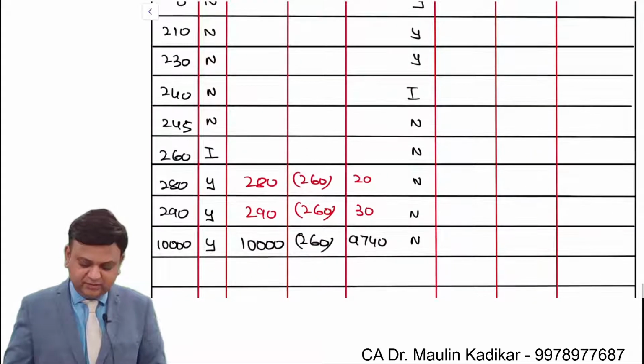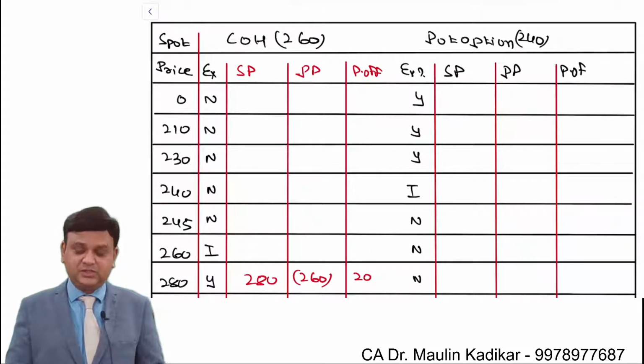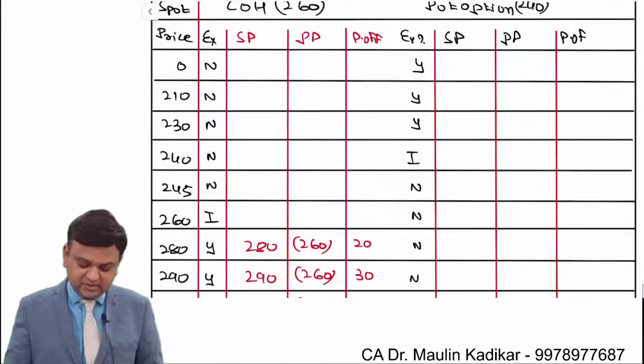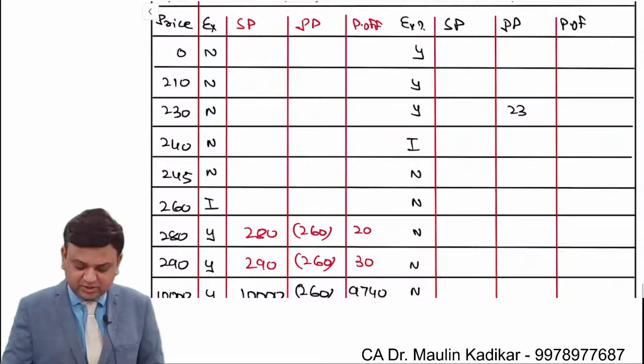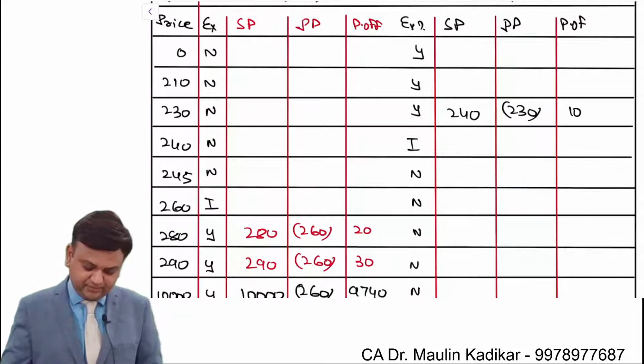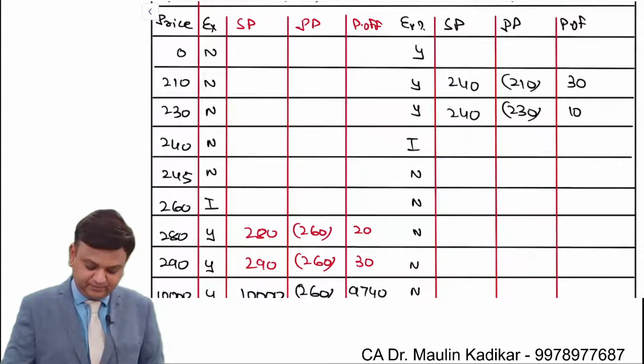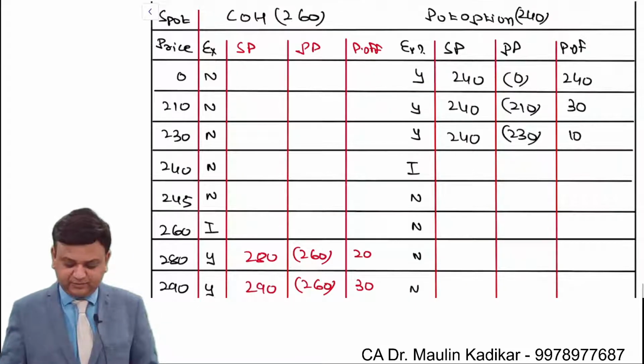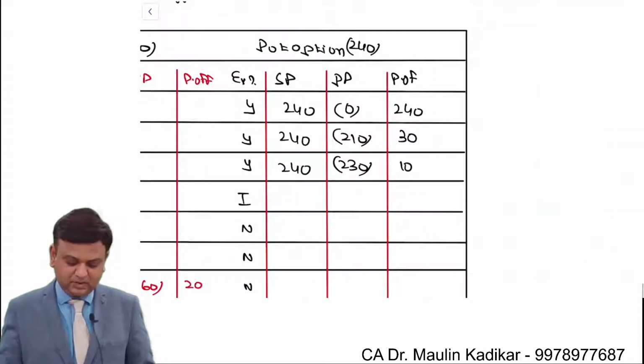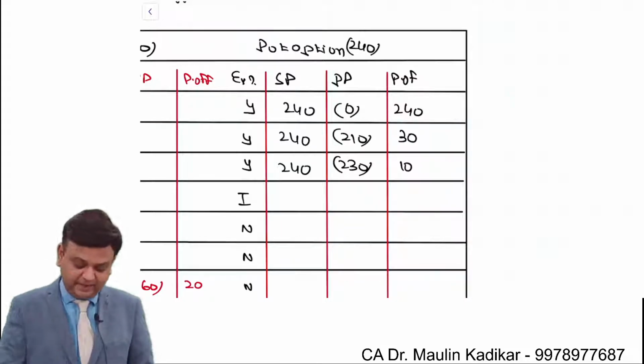Again it is sale price, purchase price and payoff. If you are indifferent or you do not exercise, the payoff is zero. Otherwise, you will purchase the security at 230 to be sold at 240, so 10 rupees is the payoff. 210, 240, so 30 rupees is the payoff. 0, 240, so 240 is the payoff. The next is the premium, and then finally the profit or loss.